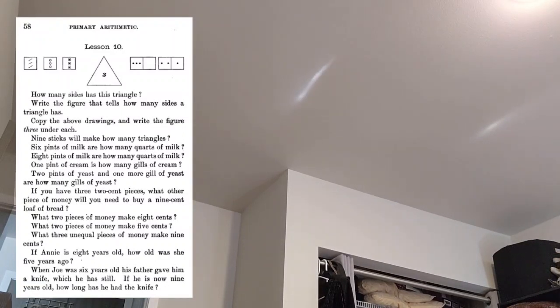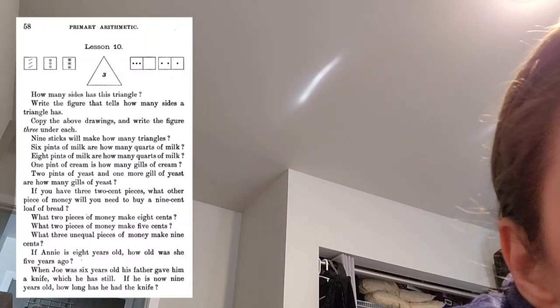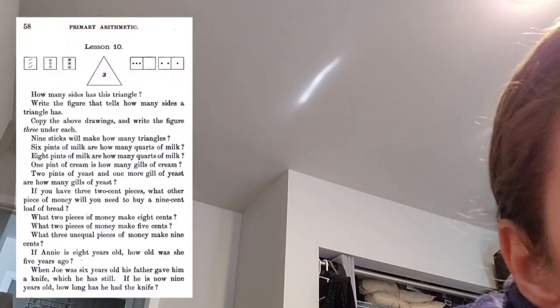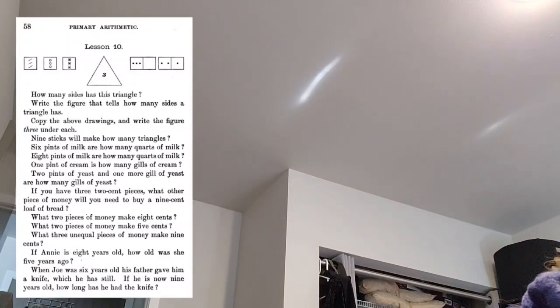The next section, let me see, we did the pints, okay. 2 pints of yeast and 1 more gill of yeast are how many gills of yeast? So we got 4 gills and 1 gill. That's 9 gills of yeast. That's a lot of yeast.